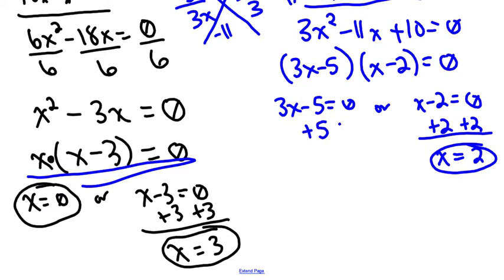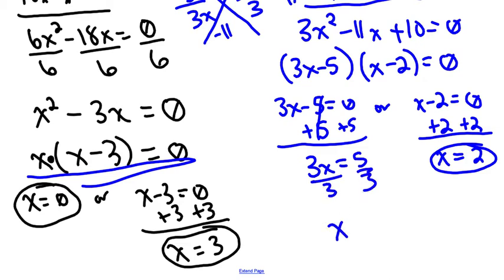Add 5 to both sides. We'll do that first. Negative 5 plus 5 is 0. Those are gone. 3x equals 5. And then we want to divide by 3 for our final answer. Do not write this as a decimal. Leave it as a fraction, 5 over 3. There we go.